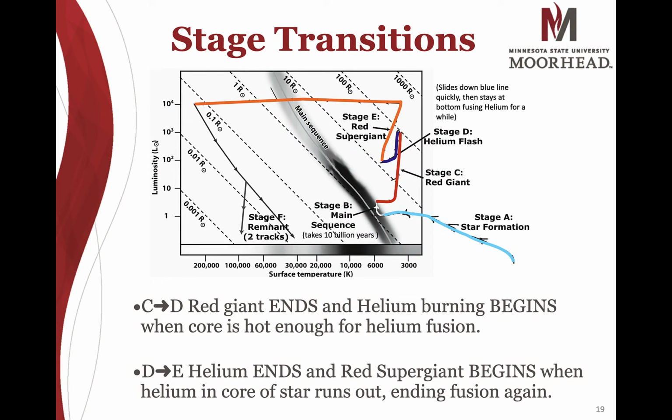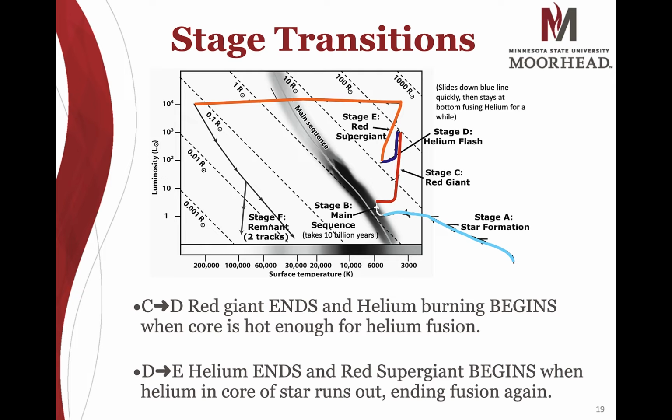In stage C, the red giant phase, you can see the luminosity of the star is getting larger, even though the temperature is actually getting a little bit smaller. And so, what must be happening is that the diameter of the star is becoming much larger during this time. And that means that the outward pressure is larger than the inward pulling gravity.